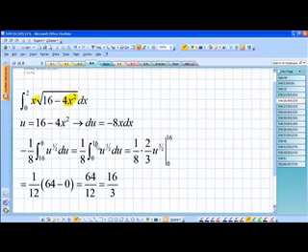I remove the negative and flip my limits of integration, use the power rule, and simply plug in the upper limit, subtract the lower limit. So make sure that you're always keeping your mind open to all different possibilities of how to integrate these.